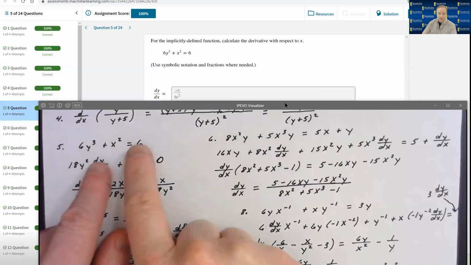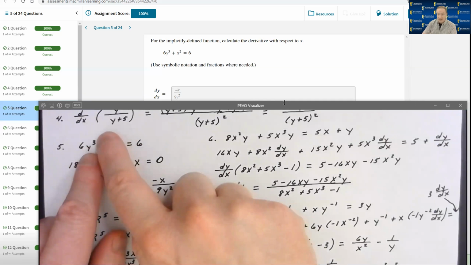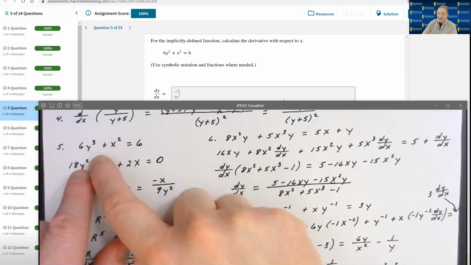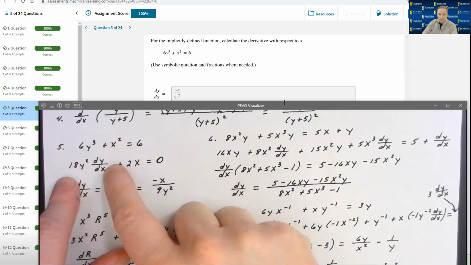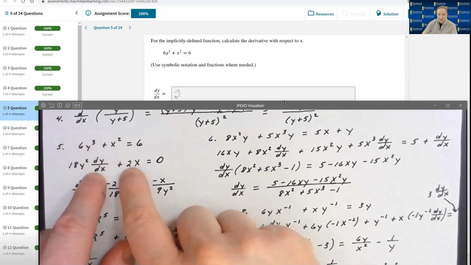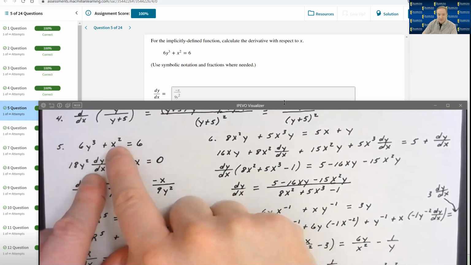So I look at my original relation here and I say, okay, I'm taking the derivative with respect to x, but I need to remember y is a function of x. So when I take the derivative of the first term, I'm thinking chain rule. 3 comes down in front, times the group to the second, times the derivative of the inside. Well, the derivative of y with respect to x is dy dx. So all of this is the derivative of the first term. Now I go to the second term. Derivative of x squared is 2x. Technically, if you tried to say, well, times the derivative of the inside, it'd just be the derivative of x with respect to x, which is just multiplying by a 1.